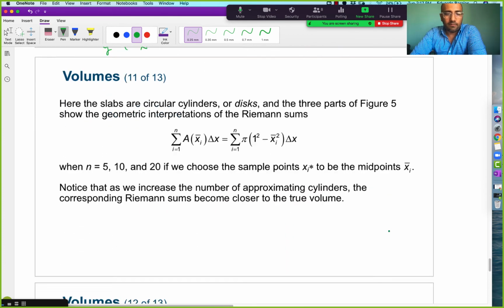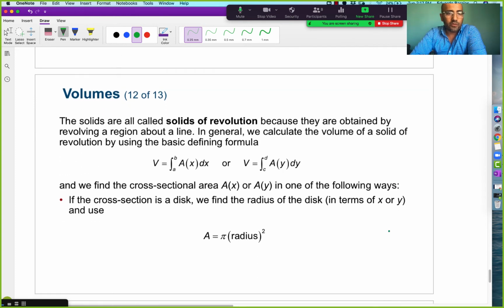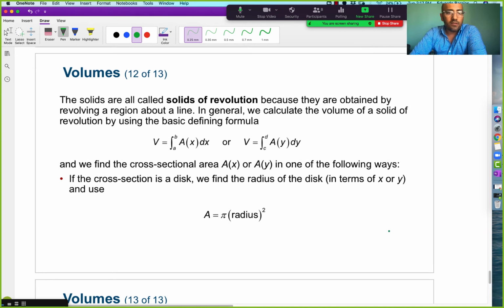Okay, I think that's pretty much what we want here. So this is just sort of general guidelines. The solids are all called solids of revolution because they are obtained by revolving a region about a line. In general, we calculate the volume of a solid of revolution by using the basic defining formula that the volume is equal to A of x, some area as a function of x, times dx. This will give you little coins where A of x is the face of the coin and dx is the thickness of the coin.